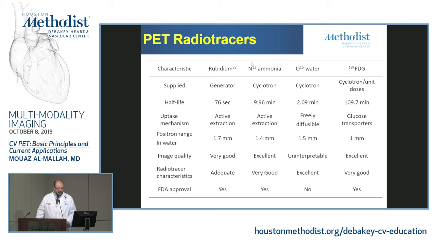I'll show you this in later slides, but the two tracers that are FDA approved are rubidium 82 and N13 ammonia. O15 water is not approved in the US, but if you're reading the literature, you'll see a couple of sites in Europe use it. And FDG, or F18 FDG, is approved for metabolism, but there is a new F18 perfusion agent which is currently being studied, and we'll touch base on it.